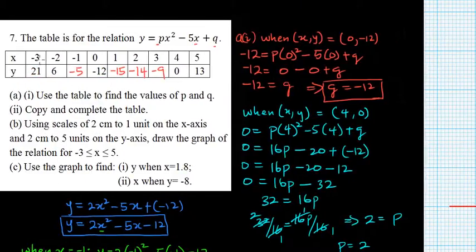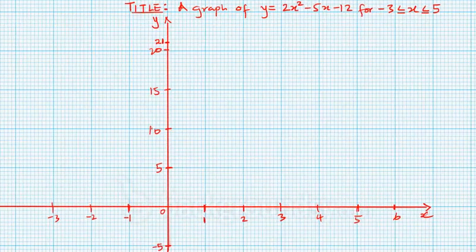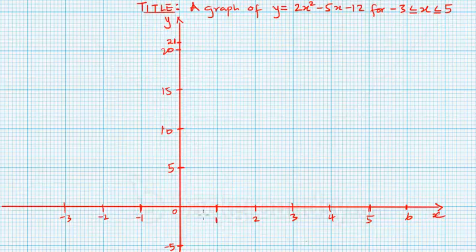When x is minus 3, y is 21. This is minus 3 here, and this is y, 21. So we just mark this point.